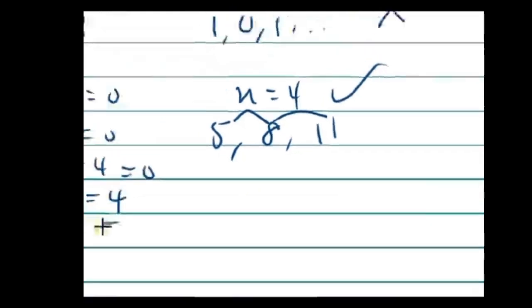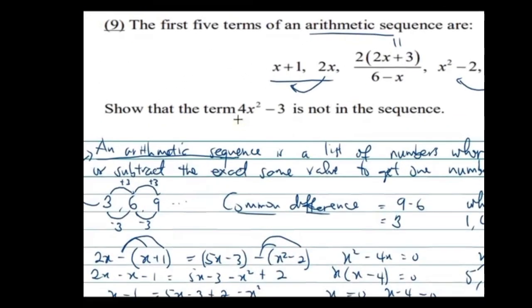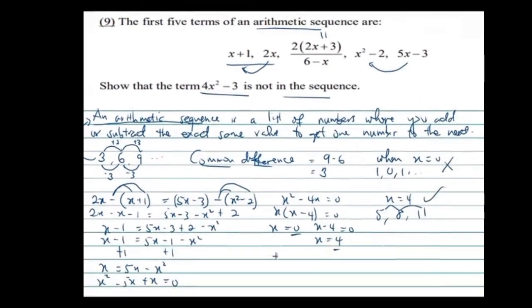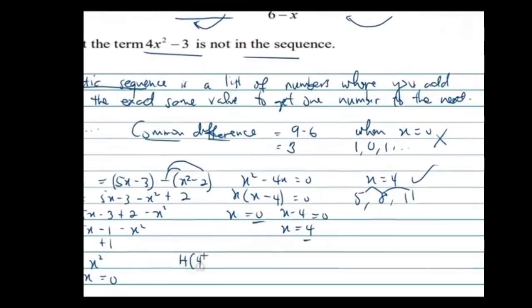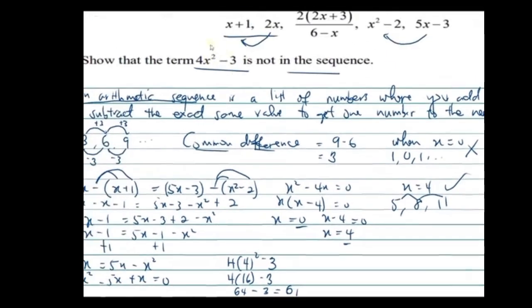However, we were not told to find the value of x. We were rather told to show that a certain term, which is 4x squared minus 3, is not in the sequence. How do we show that? We first have to know the exact value for 4x squared minus 3. But since we know x is 4, I can say 4 into bracket 4 squared minus 3. Then 4 squared will give us 16, so we have 4 multiplying 16 minus 3. 4 times 16 will give us 64. 64 minus 3 will give us 61. So the exact value for this expression is 61. But is 61 in the sequence?